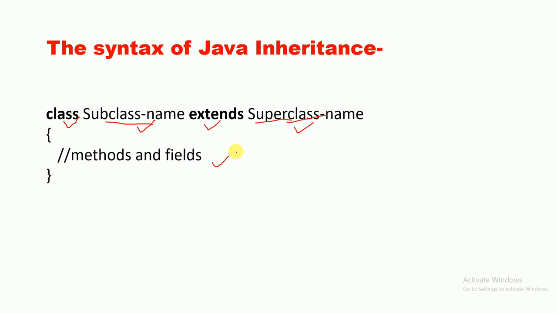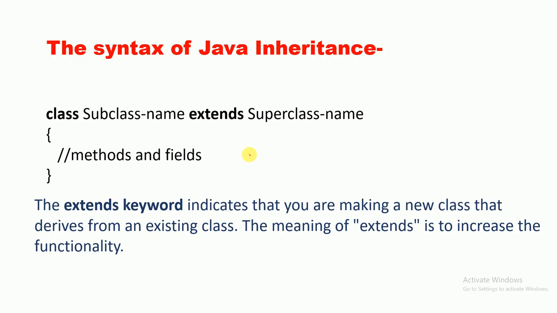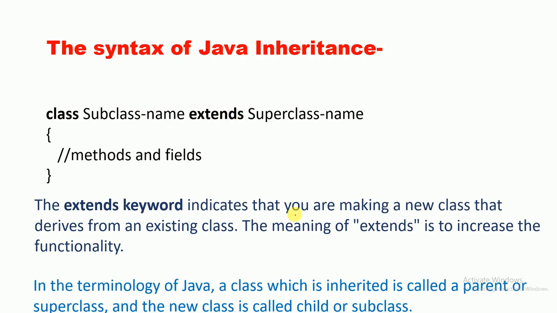Next, the extends keyword indicates that you are making a new class that derives from an existing class. The meaning of extends is to increase the functionality. So the programmer class functionality has been increased by using the extends keyword. Next, the class which is inherited is called parent class or superclass, and the new class is called child class or subclass.